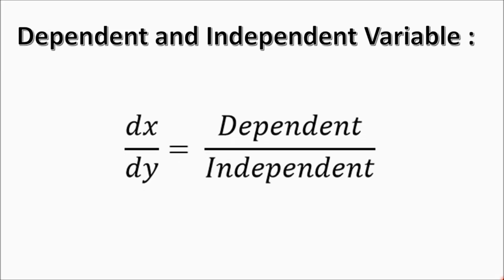For the normal differentiation, you have your dx over dy. For this case, the dx is your dependent and your dy is your independent. You have to remember it's always dependent over independent, or you can remember the short form, which is D over I.